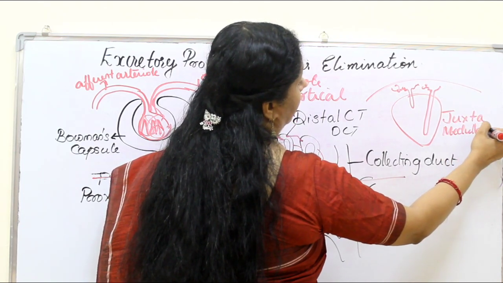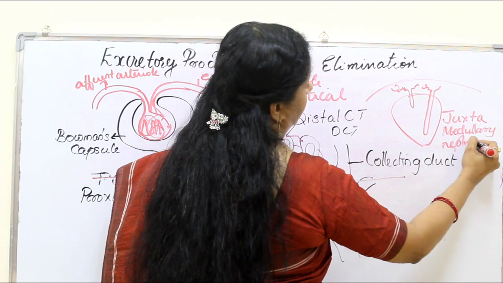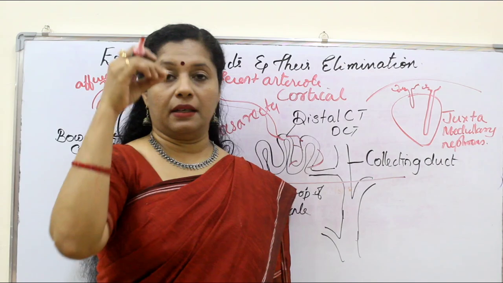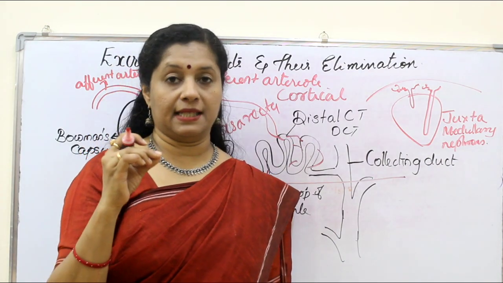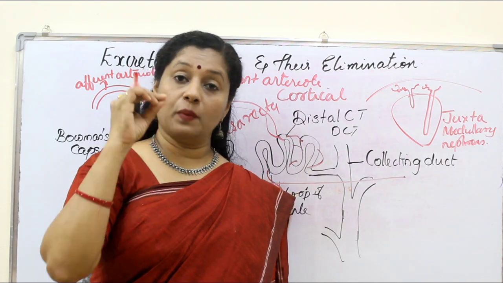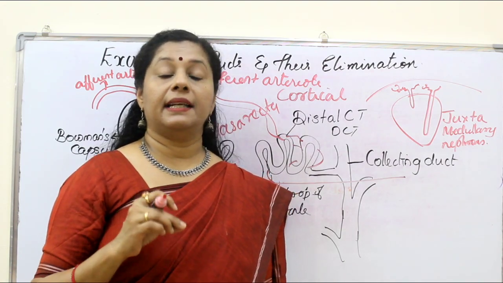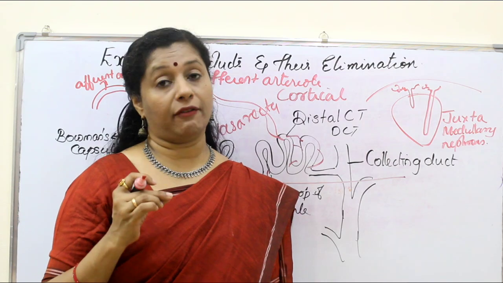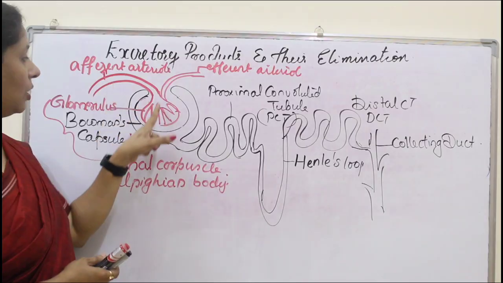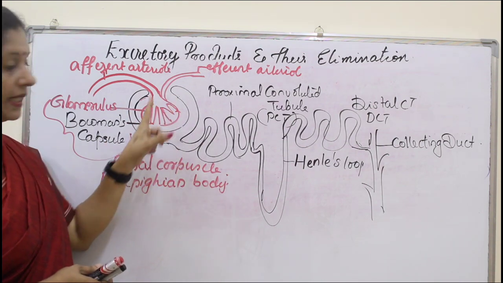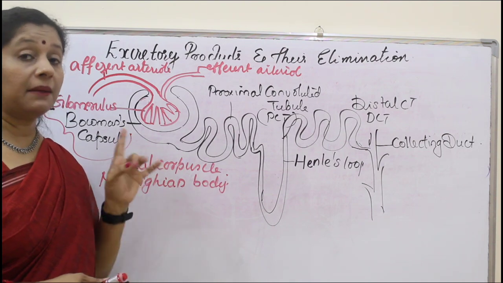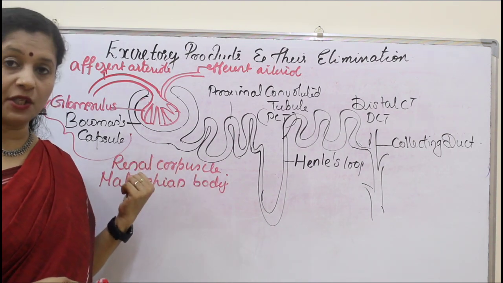This is called a juxtamedullary nephron. Okay, so there are two types of nephrons. If the Henle's loop is a little deep into the medullary region, it is called a cortical nephron. Whereas if the Henle's loop is very deep inside the medullary region, then it is called a juxtamedullary nephron. Cortical nephrons are found in most of the cases. This glomerulus along with the Bowman's capsule is called the renal corpuscle, or we call it the Malpighian body. Malpighian tubule we saw in cockroach, this is Malpighian body.